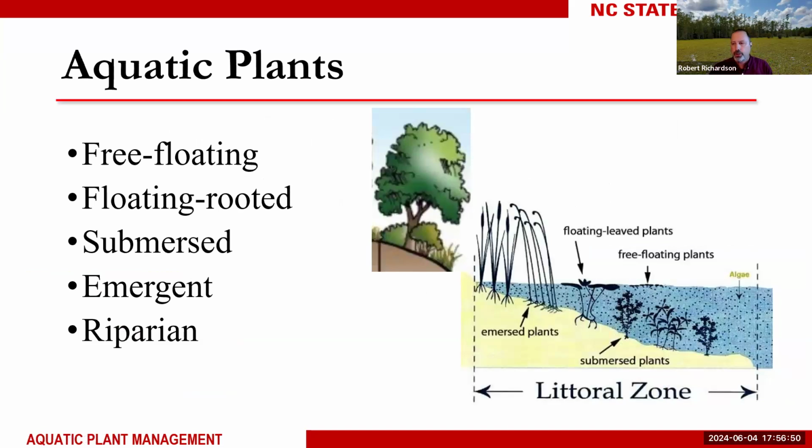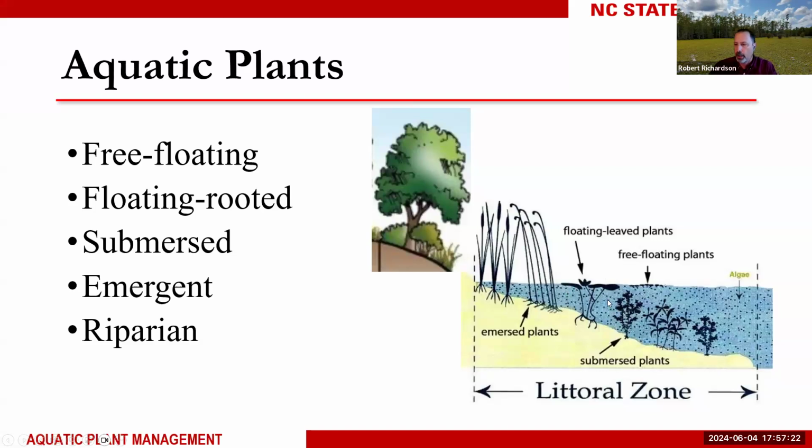So just a brief introduction on aquatic plants. We often will categorize them in the list that you see here because many of the control methods will be applicable on some of these, but not others. So we can have free-floating plants. Those would be plants that bob along at the top of the water surface. They may or may not have roots, but the roots would not be attached to anything. So that could be like a duckweed or a water hyacinth, something like that.